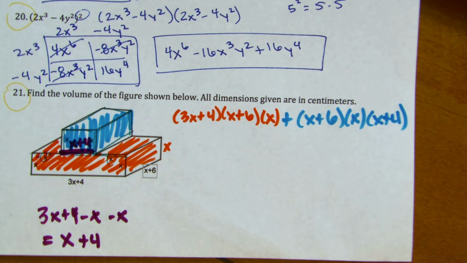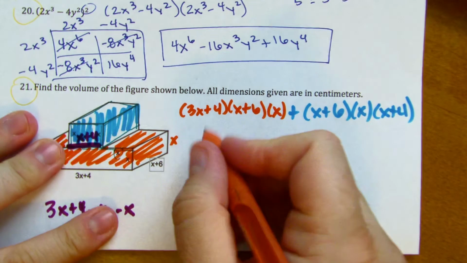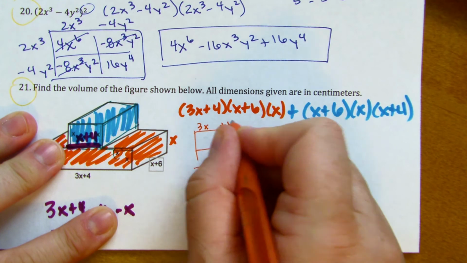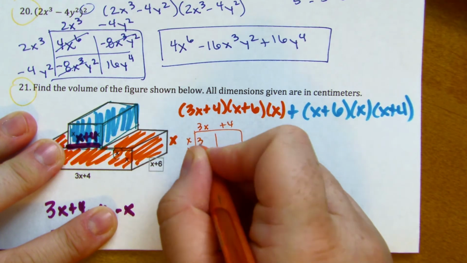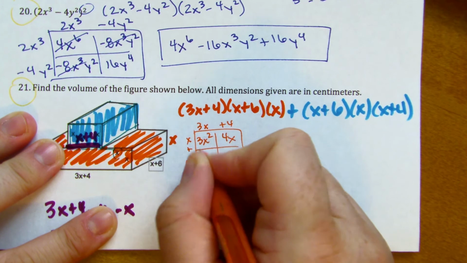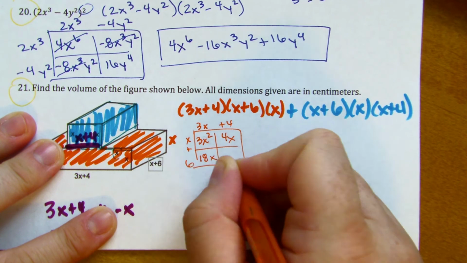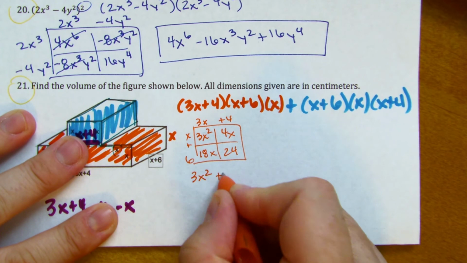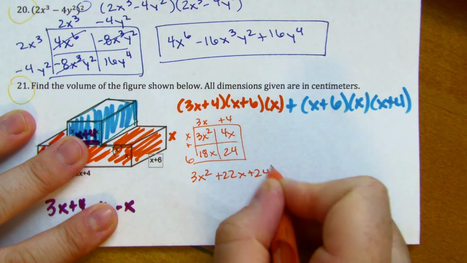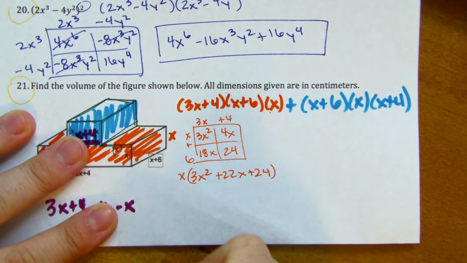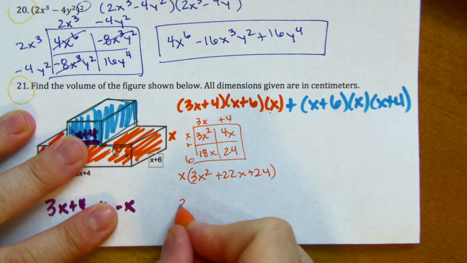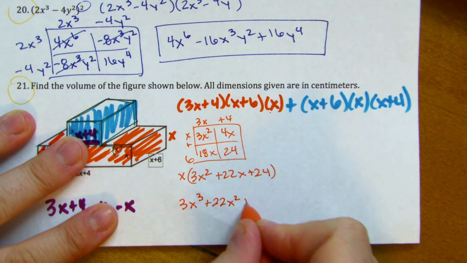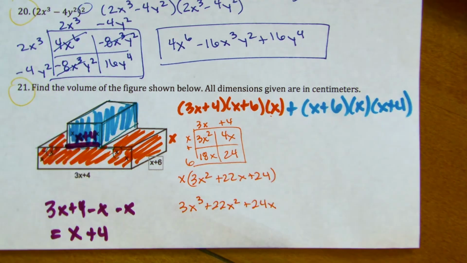So we have for this box here, 3x plus 4 and x plus 6, and that's 3x squared, 4x, 18x, and 24. So 3x squared plus 22x plus 24 times x. And then multiplying that out, we get 3x cubed plus 22x squared plus 24x.